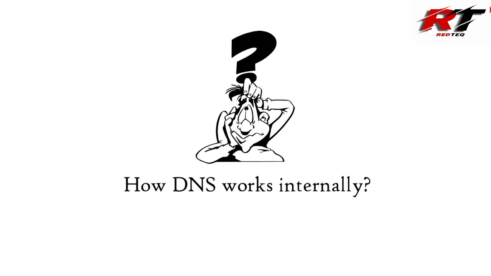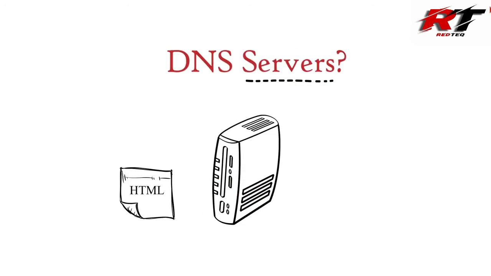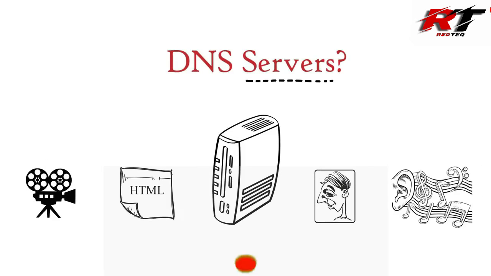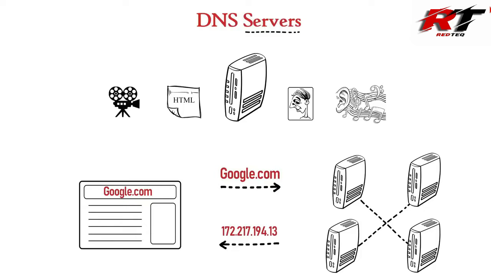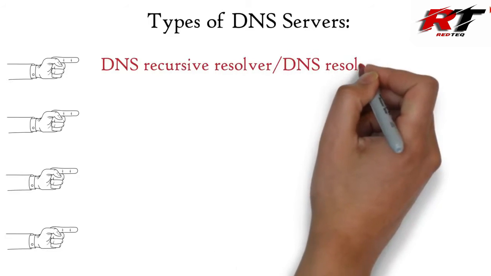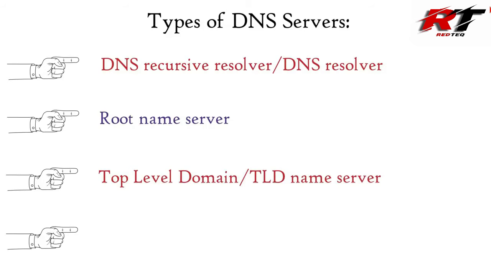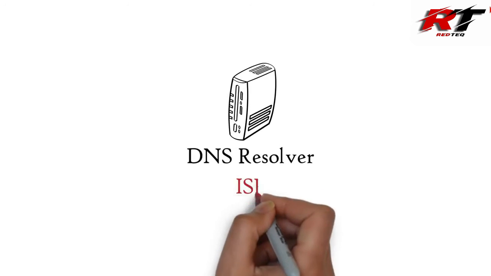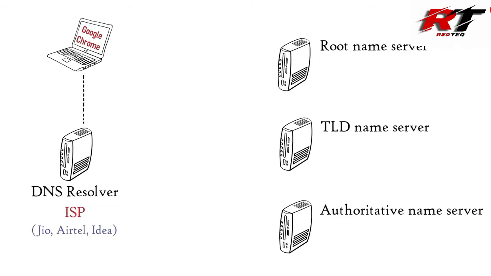To understand this, we should know what DNS servers are. Servers are computers storing HTML files, images, sounds, videos, or any other file types. Servers that work together to provide the IP address of the requested website to the web browser are called DNS servers. There are 4 types of DNS servers: DNS Recursive Resolver or DNS Resolver, Root Name Server, Top Level Domain or TLD Name Server, and Authoritative Name Server. DNS Resolver is provided by the Internet Service Provider.